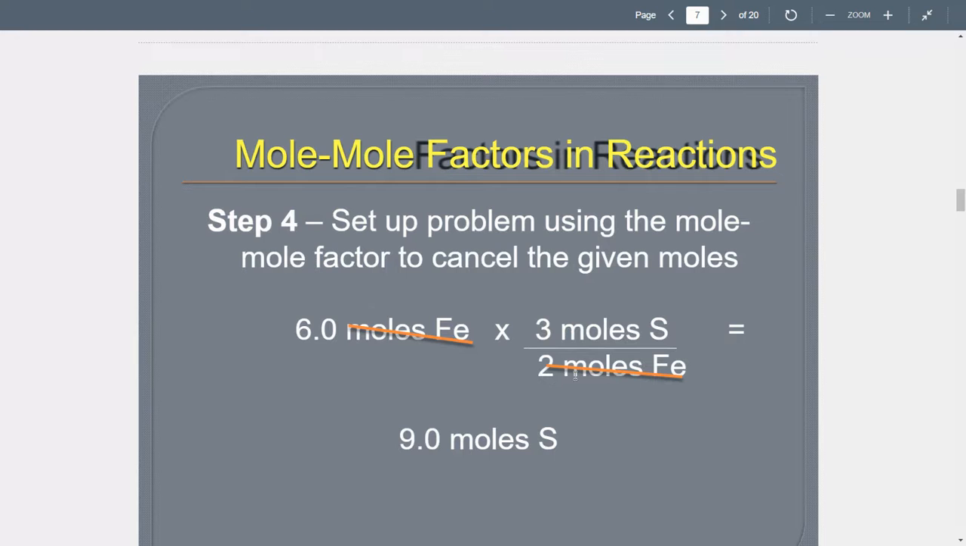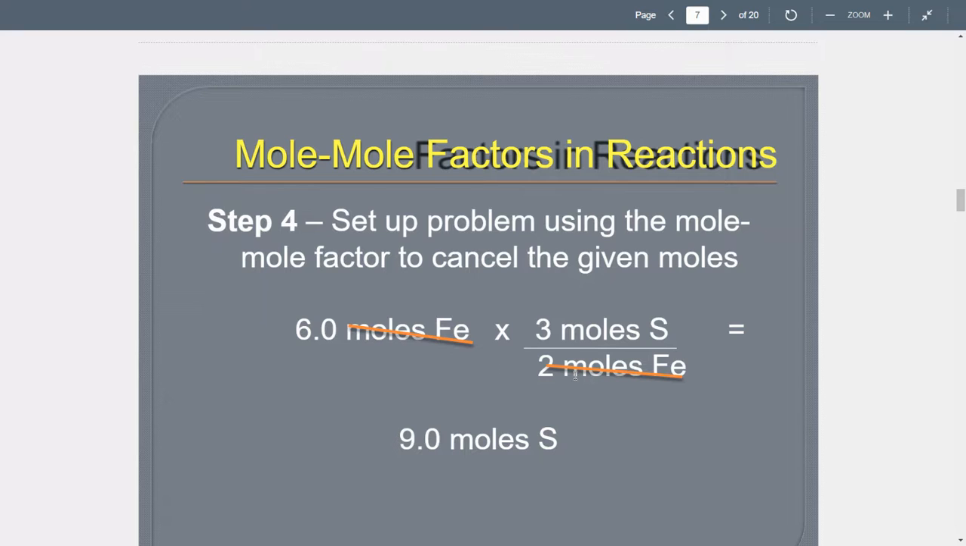So again, this is what this looks like. This is just your T-chart. You have 6 times 3. You multiply everything across the top, which is 18, and divide that by 2, which gives you 9. So 9 moles of sulfur. And again, this is why you write all your units and make sure that all of those cancel.